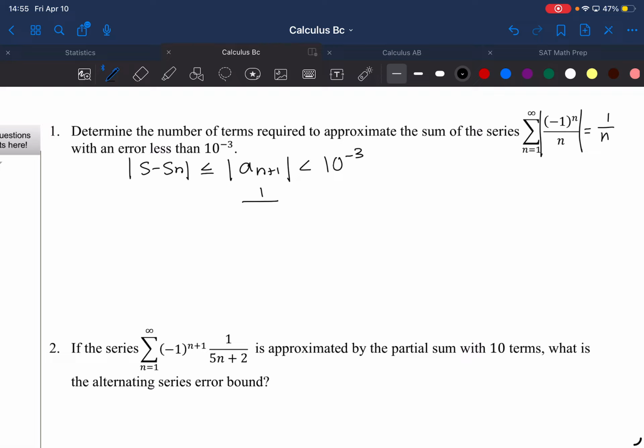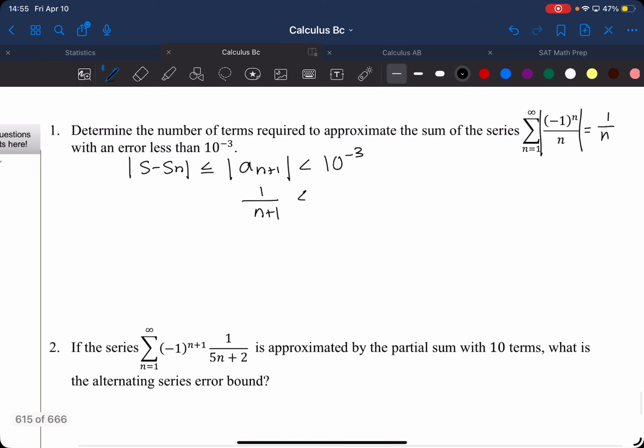One over, don't overthink it, n plus 1. We just take n and add 1 to it. Again, we know that this has to be less than 10 to the negative third power. Well, that's the same as writing 1 over 10 cubed, which is another way of writing what? 1 over 1,000. Once we get to this part, we just need to solve for n. And in order to do that, we could do what?